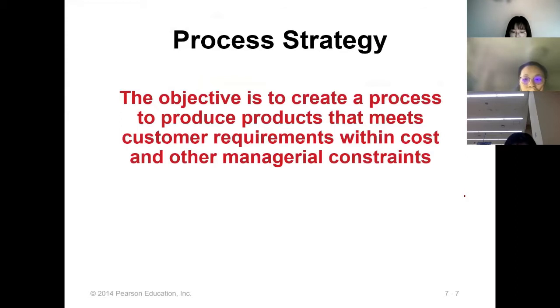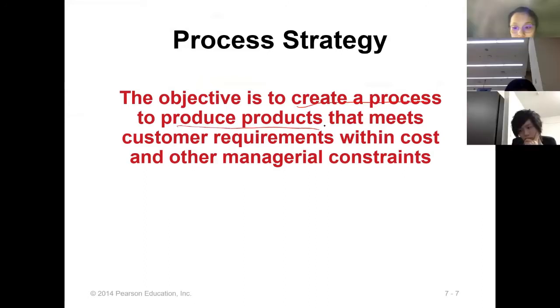So as an operations manager, what is your role? The operations manager's role is to create a process to produce products that meet customer requirements within the cost and other managerial constraints. For example, we have only this amount of money to buy the machine. So what kind of machine should you buy? What kind of level of automation? This is very important, that you fit your product and your service with your process strategy.